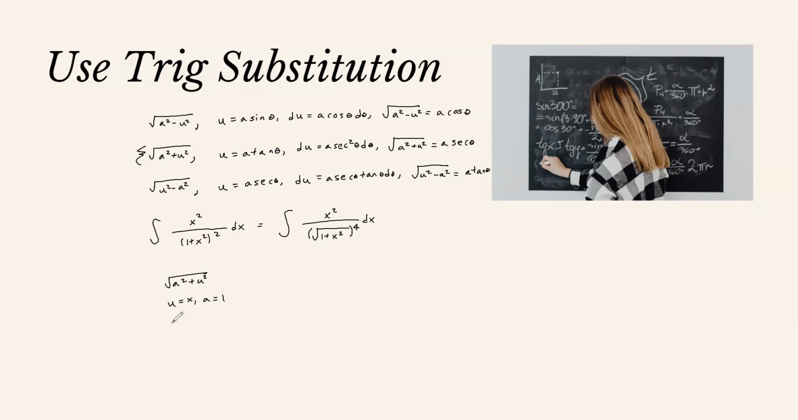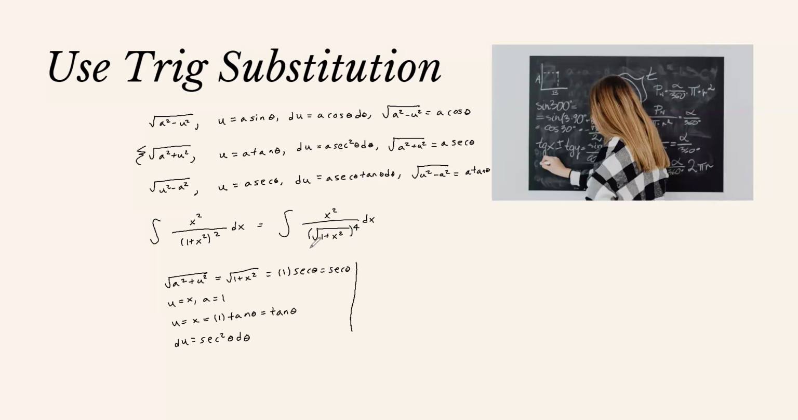Accordingly, we want to make the substitution u, which here is x, equaling a tangent theta. Since a is 1, that'll be 1 tangent theta, or equivalently, tangent theta. Now our du will be secant squared theta d theta. And thanks to that handy substitution, the root of a squared plus u squared, which once again is just the root of 1 plus x squared, is going to become a secant theta. A is 1, so that'll be 1 secant theta, or just secant theta.